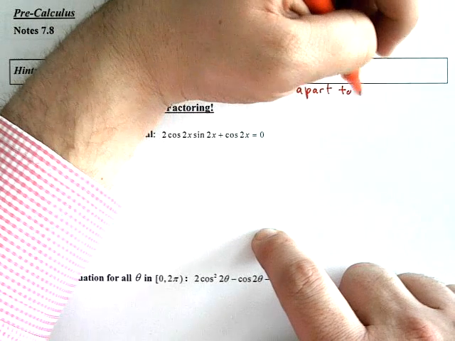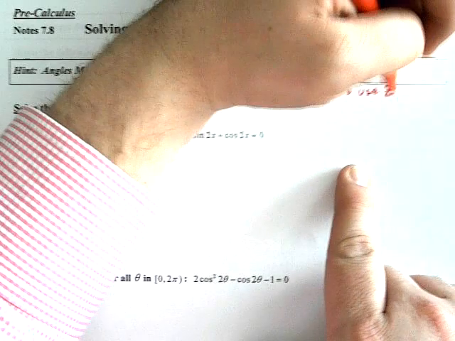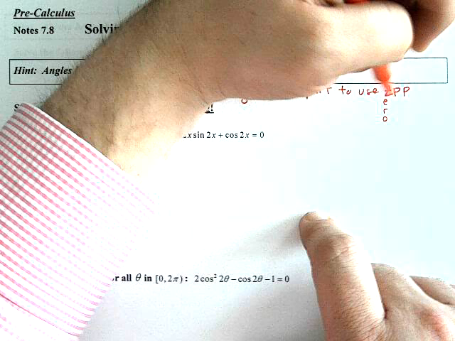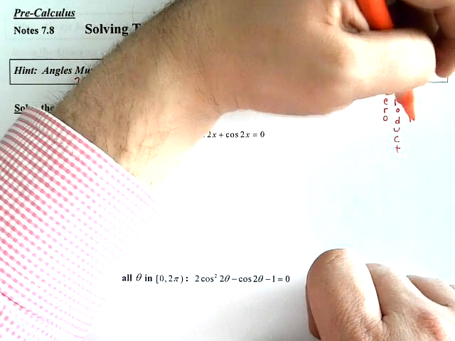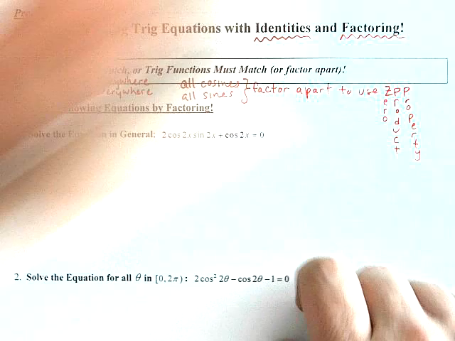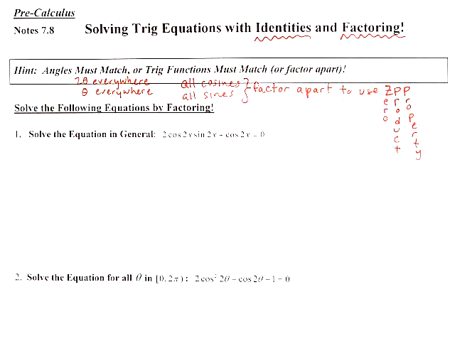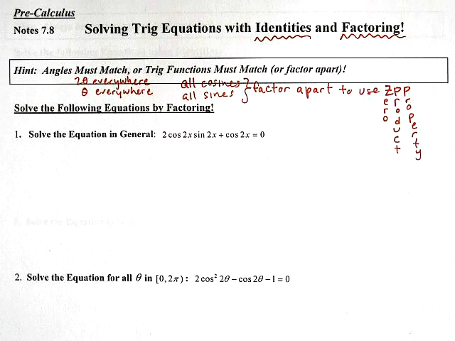To use our favorite zero product property. Zero product property. I don't know why I wrote it down like that. I'm just wasting time. Okay, zero product property. So let's get into it.